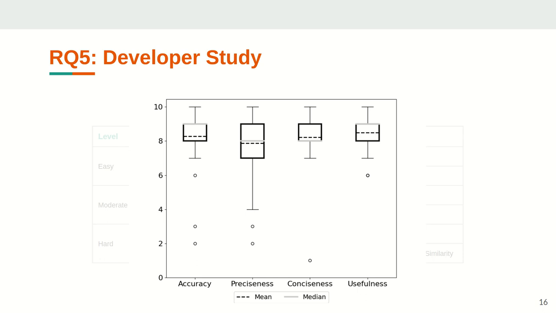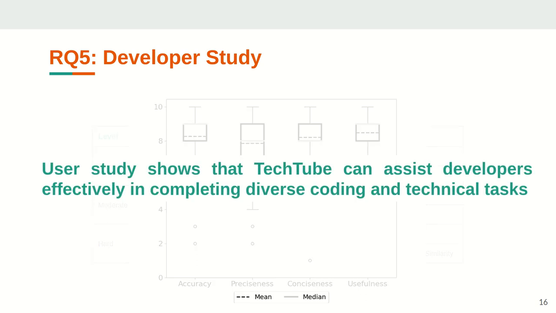We used a Likert scale of 1 to 10 to capture the participants' responses on the follow-up survey, and you can see the results in this figure. This figure shows us that the developers find the video summaries accurate, precise, concise, and useful for their task implementation. In summary, the user study shows that TechTube can assist developers effectively in completing diverse coding and technical tasks.